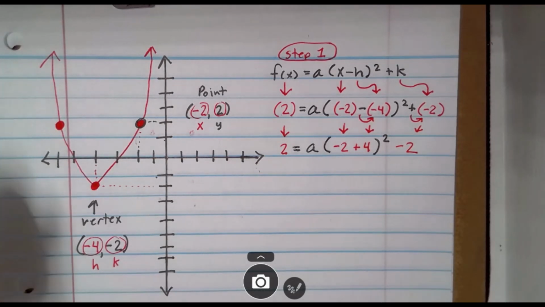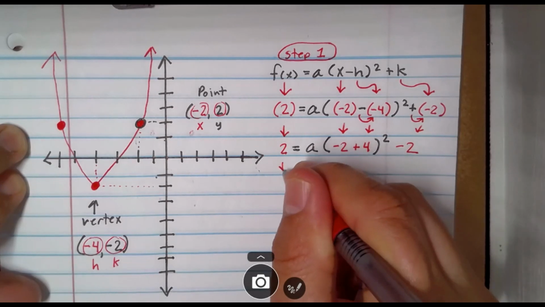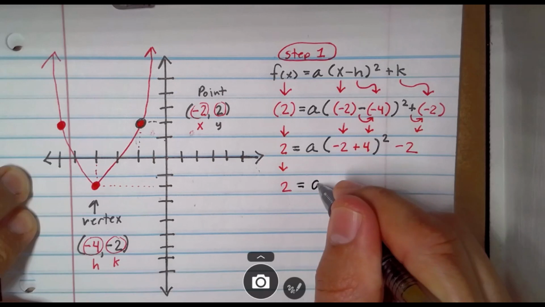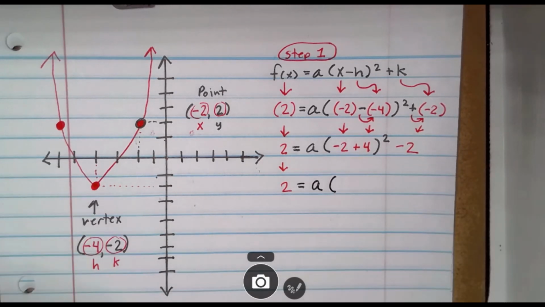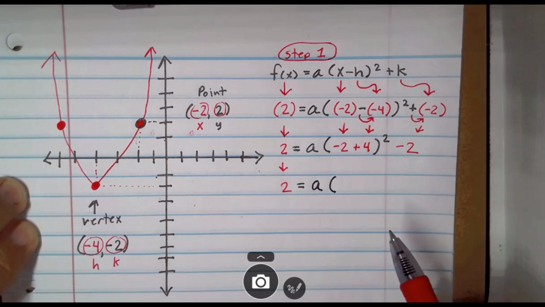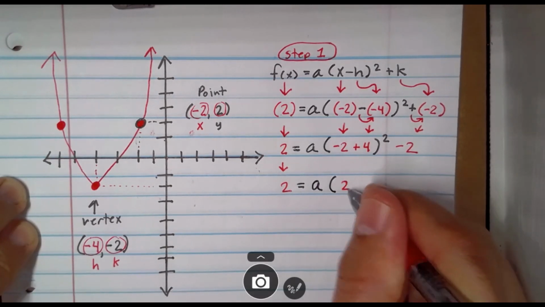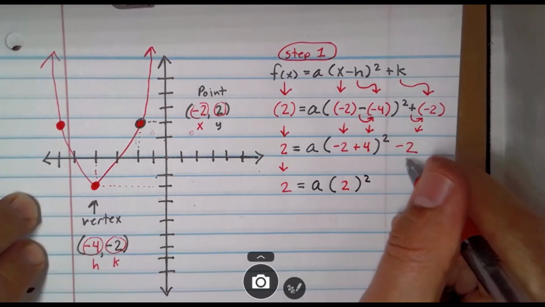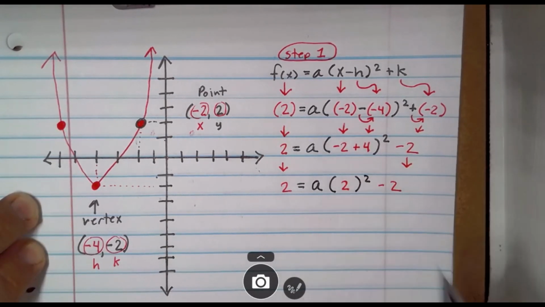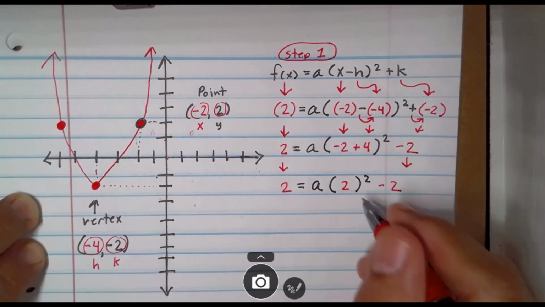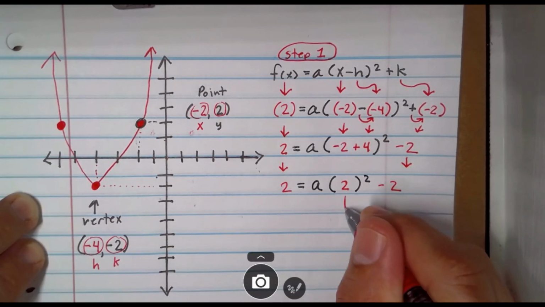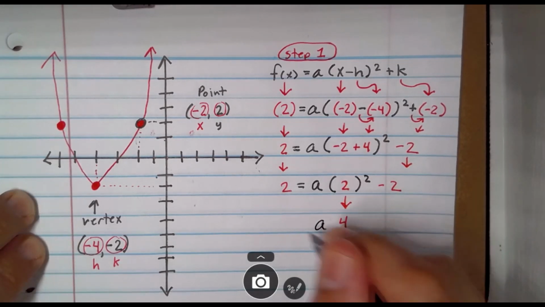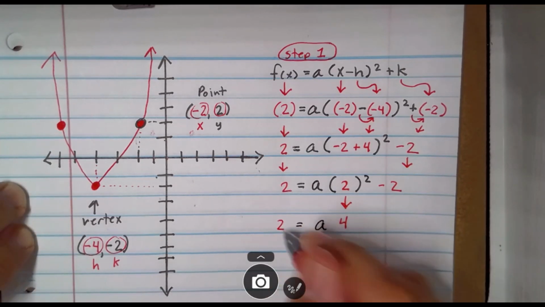So we're going to continue doing the math. I'm just doing it in little tedious steps so you can see everything that I'm doing. So I got 2 is equal to a parenthesis, and if I do negative 2 plus 4 and put that in my calculator, it's going to give me a positive 2. And that's going to be squared. Just bring this down, minus 2. Now we want to figure out what is 2 squared. And 2 squared is the same thing as 2 times 2, which simply gives me 4. I'm still bringing everything down.